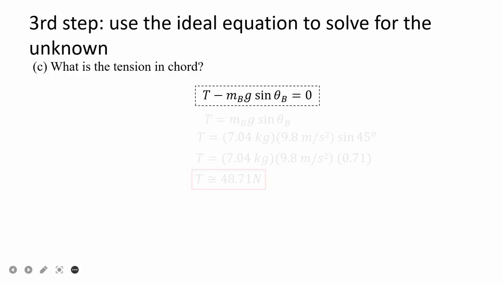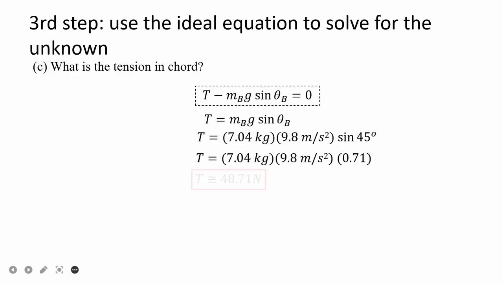Here the tension is calculated by using the equations obtained earlier and substituting them to determine an expression for the unknown. The tension is equal to the mass B times g sine of theta B. This gives us the tension approximately equal to 49 newtons.